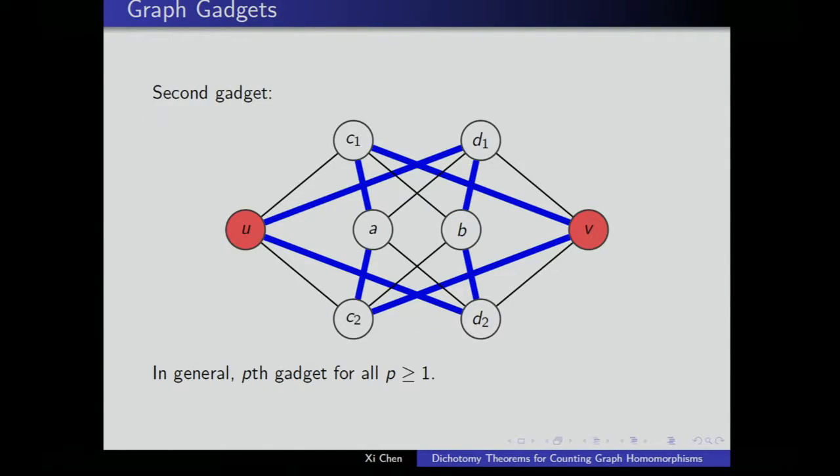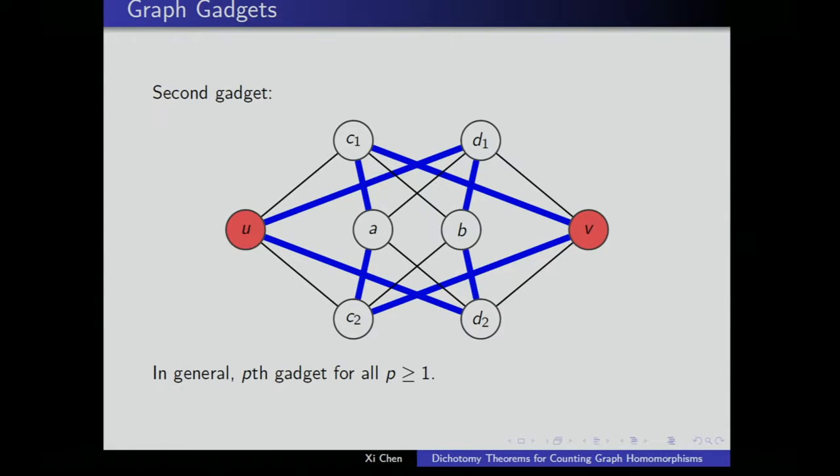And here is the second gadget. You start with the first gadget, but now make a copy of C and D. So now we call them C1, D1 and C2, D2. Then just make a copy of all these edges between C1, D1 and U, A, B, V and put them here.